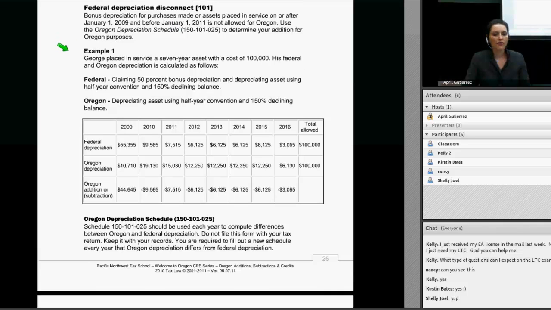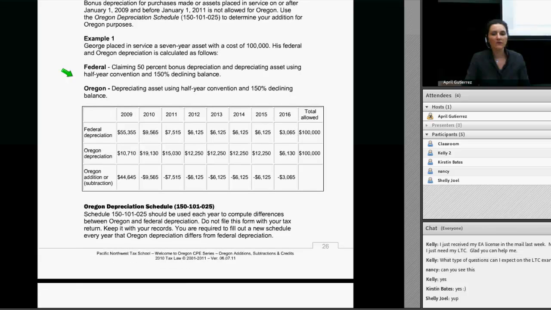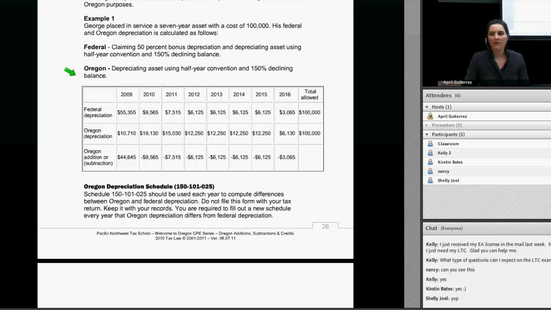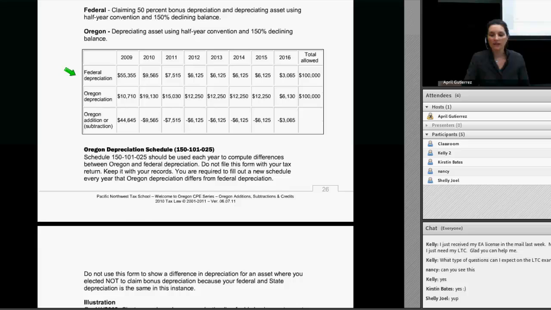Example 1. George placed in service a 7-year asset with a cost of $100,000. His federal and Oregon depreciation is calculated as follows. On the federal return, he is claiming 50% bonus depreciation and then depreciating the asset using half-year convention and 150% declining balance. On Oregon, he is depreciating the asset using the half-year convention and 150% declining balance. So here's how the depreciation is going to differ year to year.